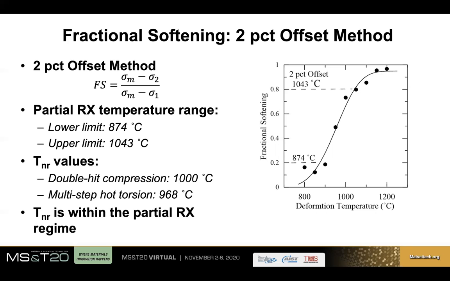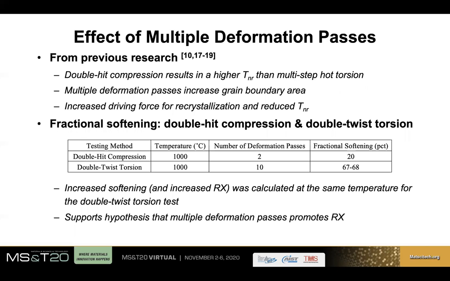So plotting fractional softening versus deformation temperature, we have a predicted partial recrystallization temperature range bounded by 1040 degrees C at the upper limit and 874 degrees C at the lower limit. And so again, our TNR values of 1000 or 968 degrees C, depending on the method used to calculate TNR, is well within the partial recrystallization regime predicted by the double twist torsion test. So we've seen that each method for calculating fractional softening results in similar temperature limits over which partial recrystallization can be expected. And in addition to that, we've seen that TNR lies within this range for each method.